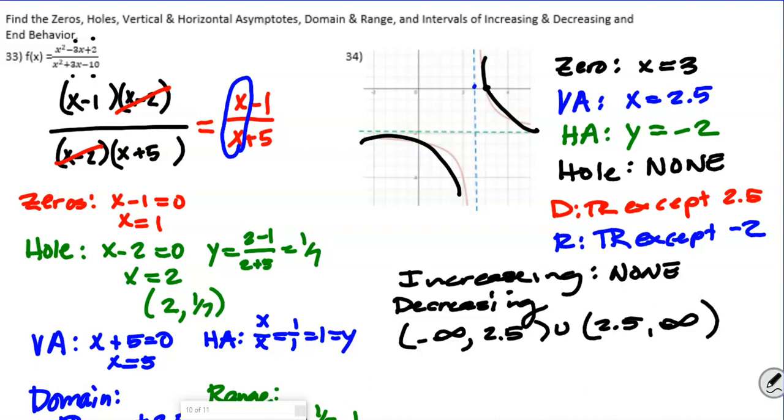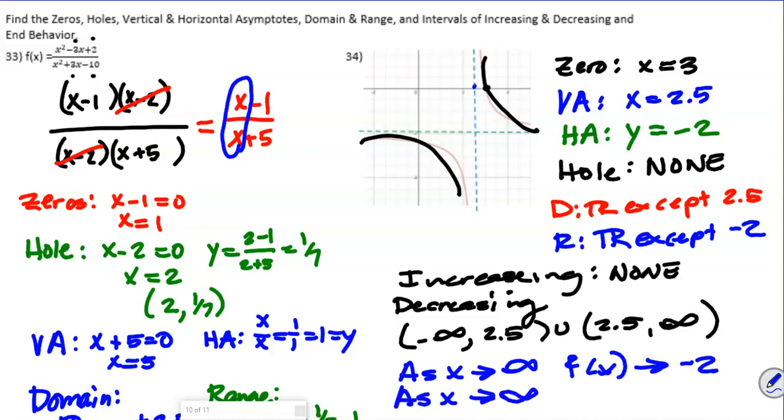in our intervals. Then when we're talking about our end behaviors, as x approaches infinity, f of x approaches our horizontal asymptote, which was -2 this time. And then as x approaches negative infinity, f of x still approaches what?